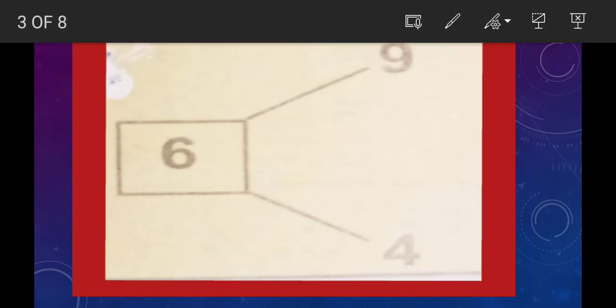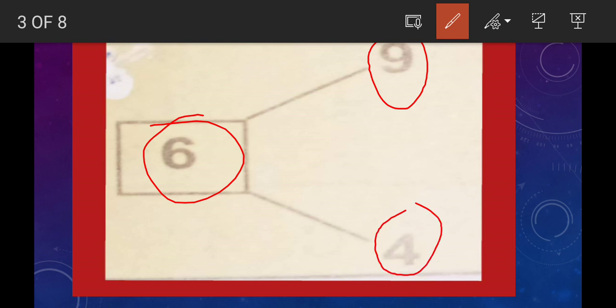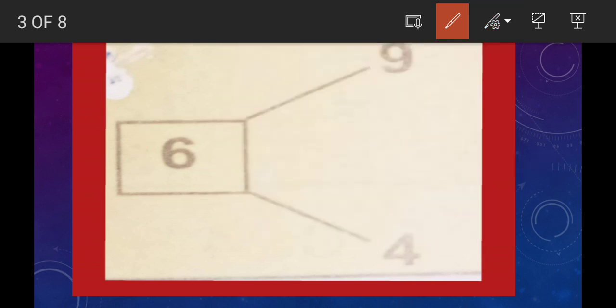Here comes example 1. In example 1, we have three numbers which are 6, 9, and 4. Now, assuming 6 is not given to us, what do we do? To get the 6, we simply multiply 9 by 4. That is 9 times 4, and 9 times 4 will give us 36. Then we take the square root of 36, which will give us 6. So that's how 6 was gotten.